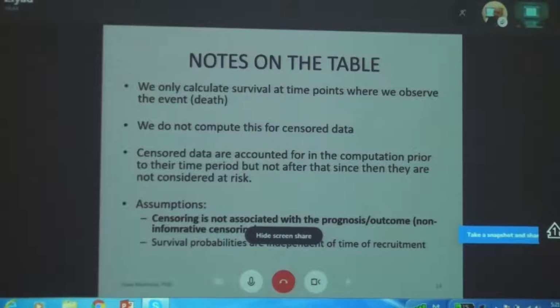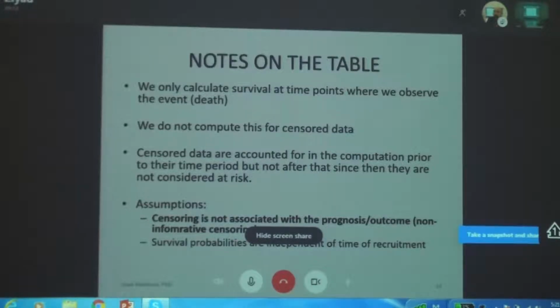And the nice idea is that censored data are accounted for in the computation prior to their time period, but not after that, since then they are not considered at risk. So we use the maximum information on each subject until the time of censoring. And after the time of censoring, we take them out of the study. So you maximize the use of your sample size.